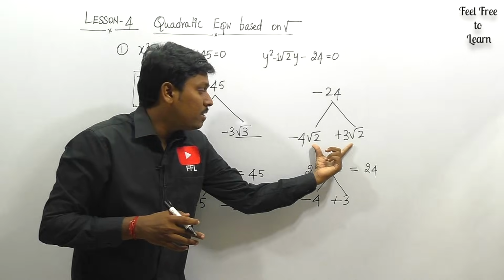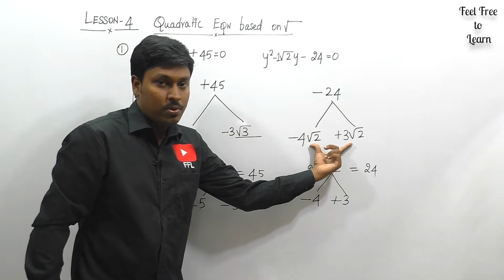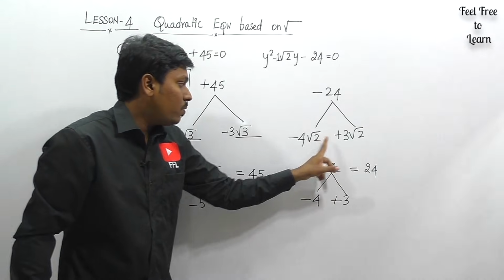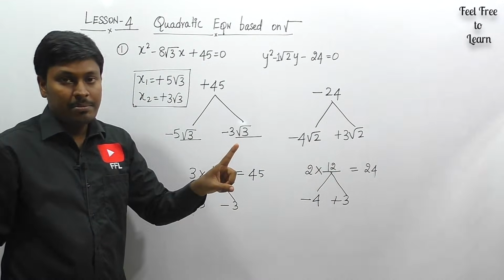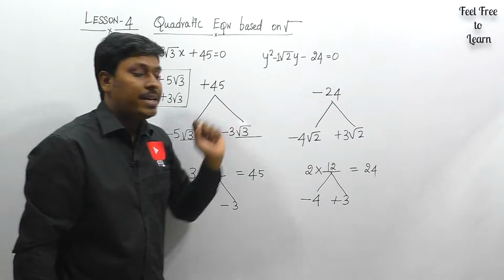If you want to check the answer, you can check it, right? Minus 4 root 2 and plus 3 root 2. When we multiply both the numbers, 4 into 3 will be 12. Root 2 into root 2 will be 2. 12 into 2 will be 24. Minus into plus will be minus. So we got the answer, that is minus 24.